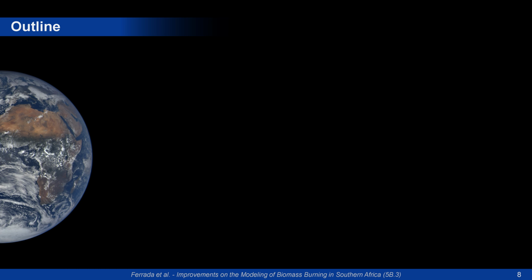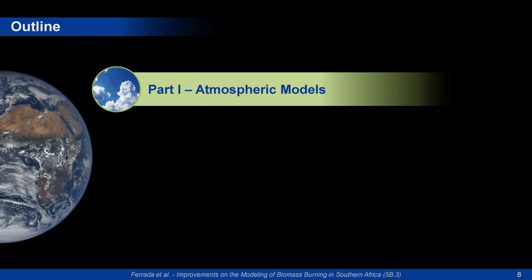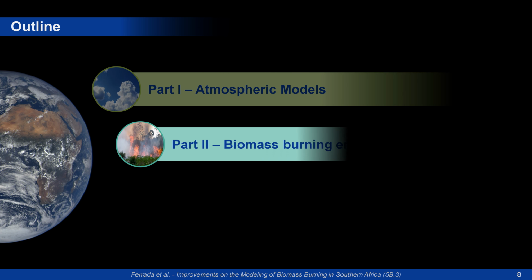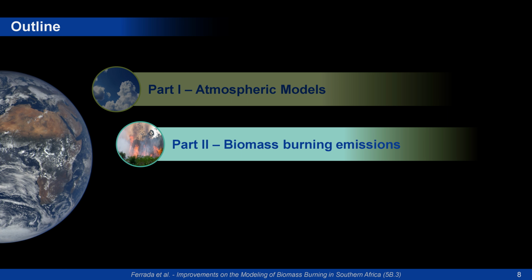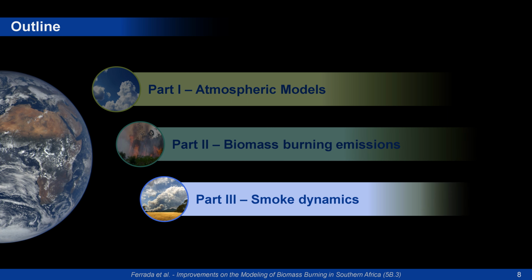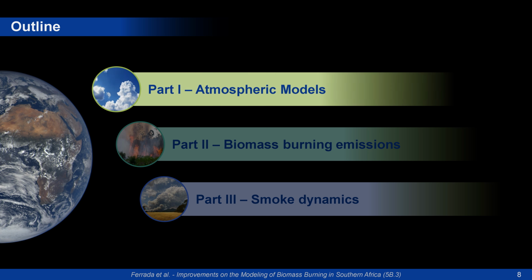Now that you know all the impacts of fires and smoke in the air system, I will introduce you to atmospheric models by giving a brief history. Then I will talk about biomass burning emissions. How do we quantify the amount of aerosols and gases that fires emit? And at the end, I will discuss the physical and dynamical processes of smoke plumes. So let's begin with part 1, atmospheric models.